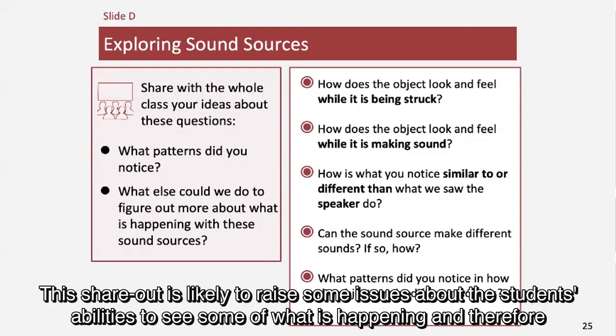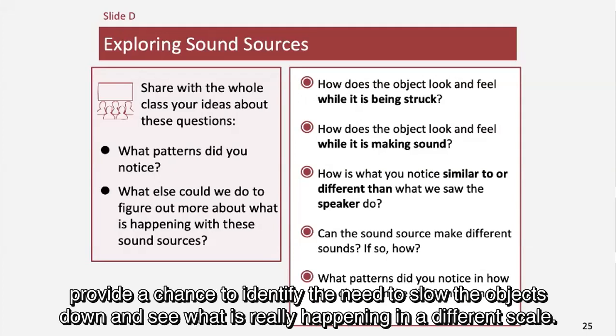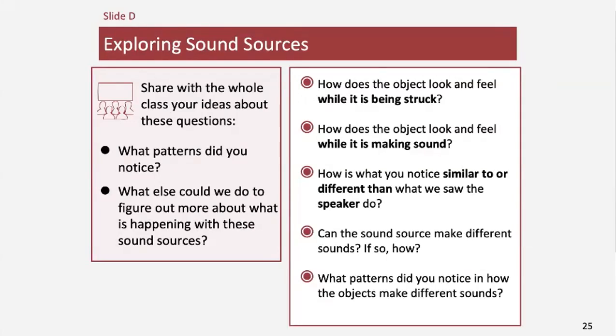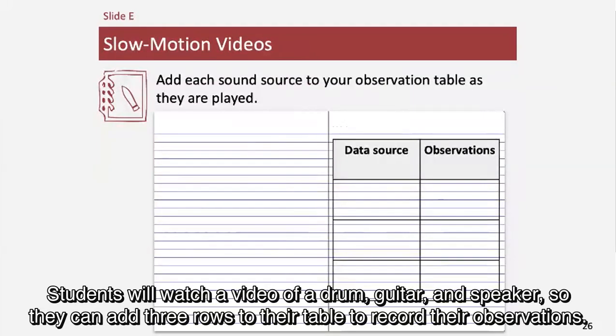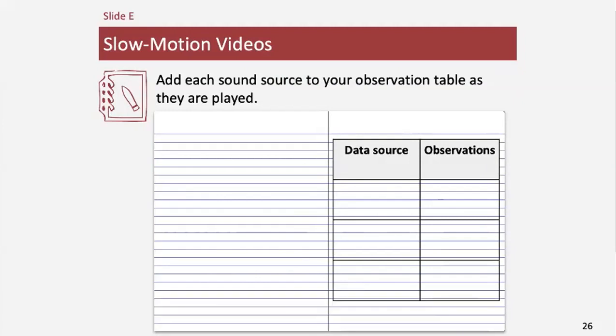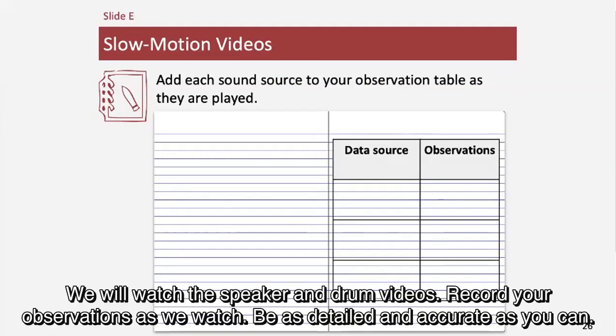This share out is likely to raise some issues about the students' abilities to see some of what is happening and therefore provide a chance to identify the need to slow the objects down and see what is really happening at a different scale. Students will watch a video of a drum, guitar, and speaker so they could add 3 rows to their table to record their observations. We will watch the speaker and drum videos.